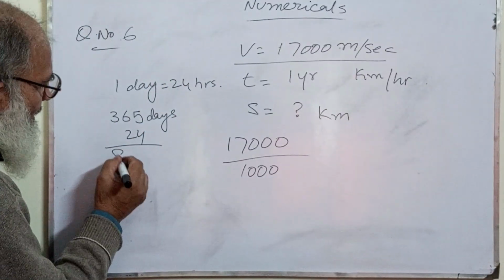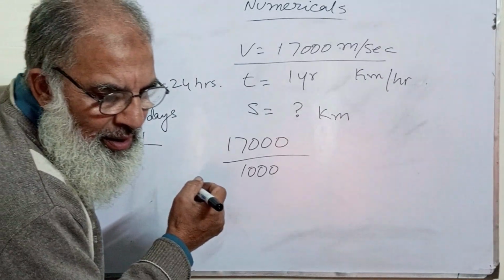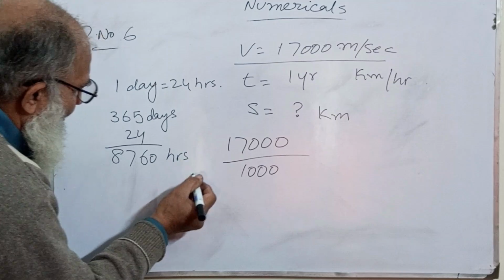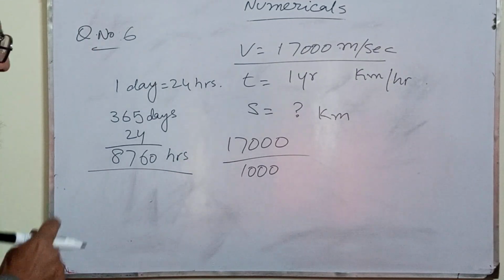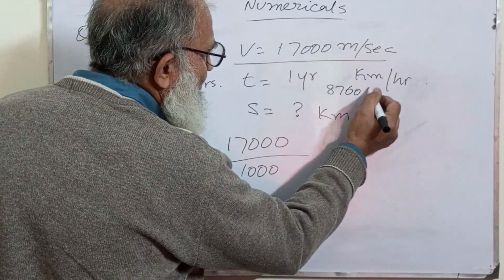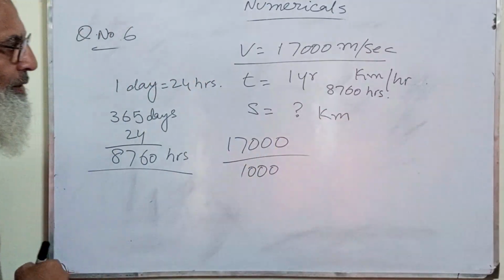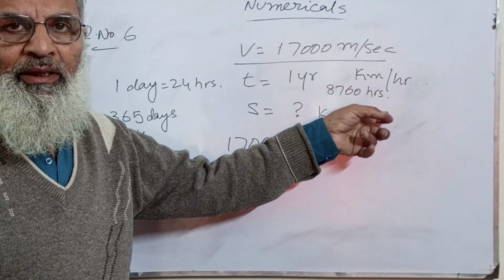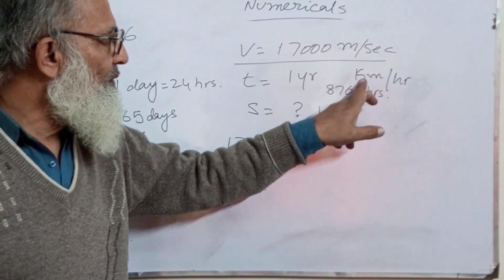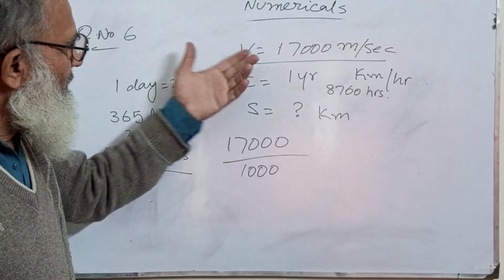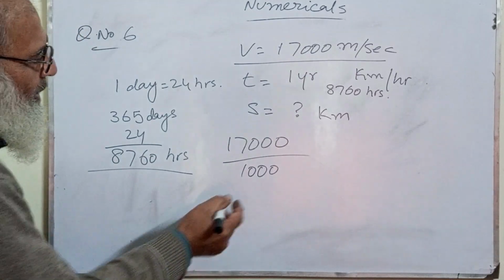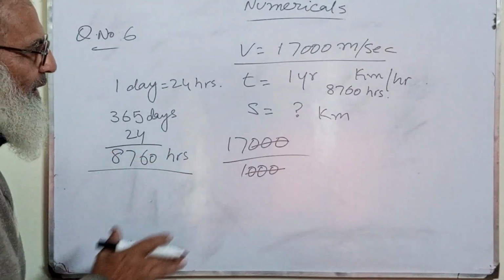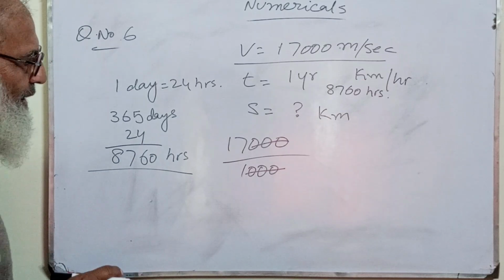8760. These are the hours in 1 year, 8760 hours. So we already have hours with us. We have changed the meters into kilometers. Now it will stick with this. So there are only 17 kilometers.